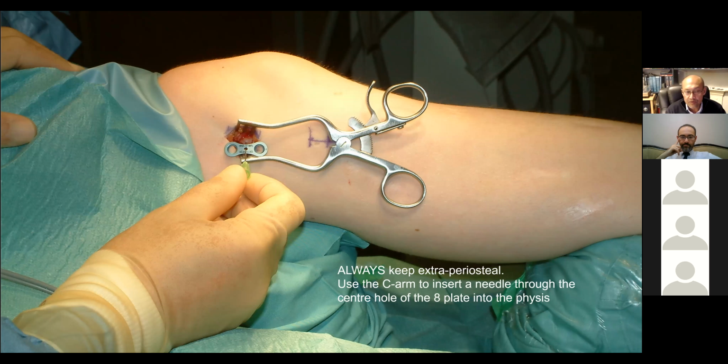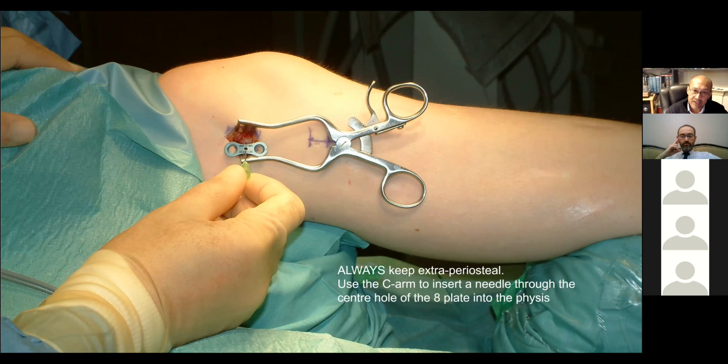So it doesn't need to be as big as the implant. But the most important thing about the dissection to insert this tension band plate is that you must keep your dissection extra periosteal. The reason being is if you damage the periosteum, you're in the region of the physis. So you're likely to damage the perichondrial ring. And if you do that, you are more likely to create a permanent tether and not a temporary tether to modulate growth.